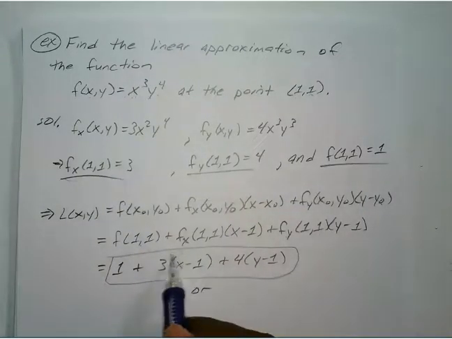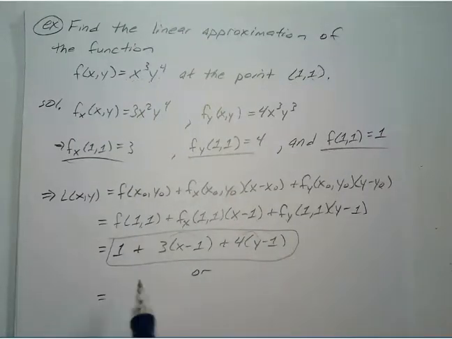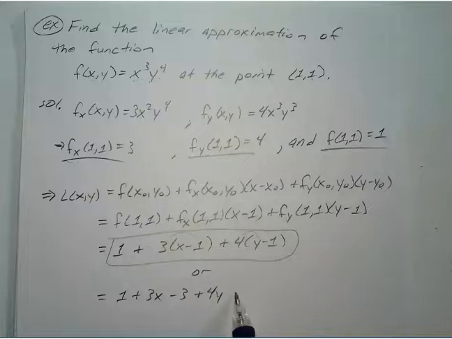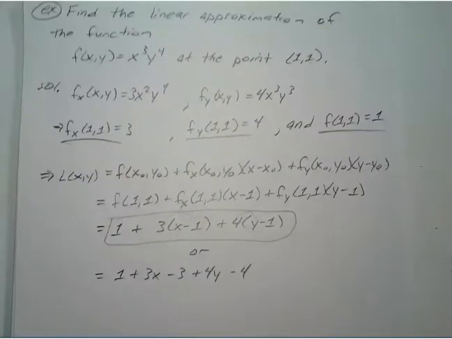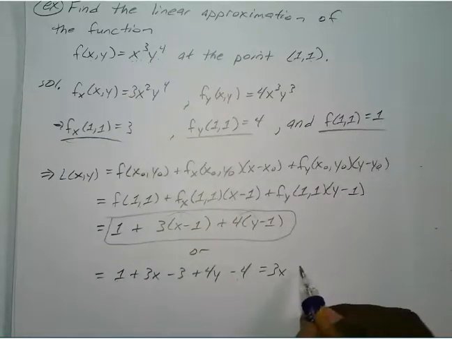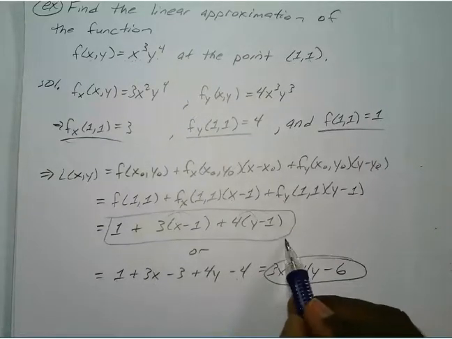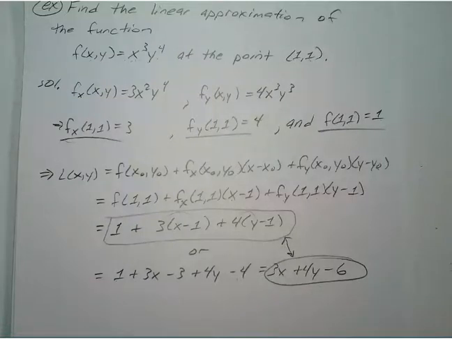or they will want you to distribute, get rid of the parentheses. So you have 1 plus 3x minus 3 plus 4y minus 4. So if we combine all of our like terms, you have negative 3 minus 4 plus 1 is negative 6. So you have 3x plus 4y minus 6. So either one of those, depending on the textbook or the program, the math program, they may take the answer written as either one.